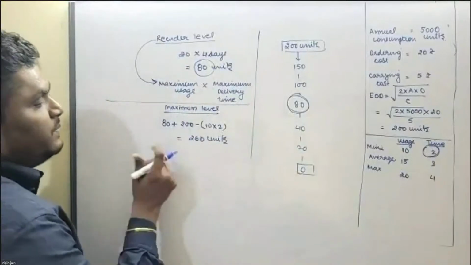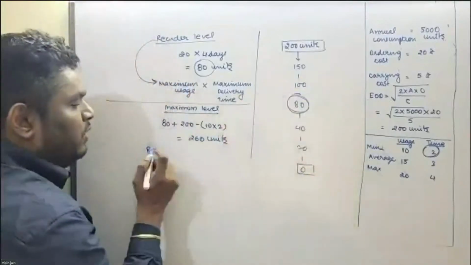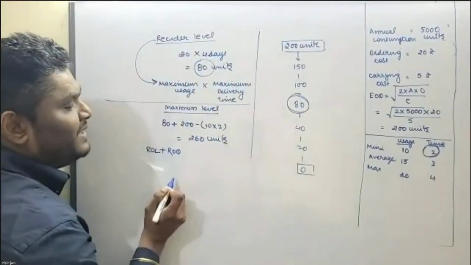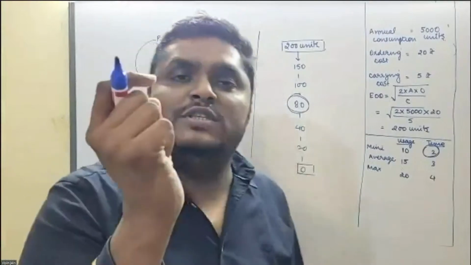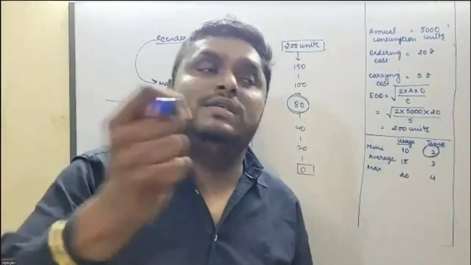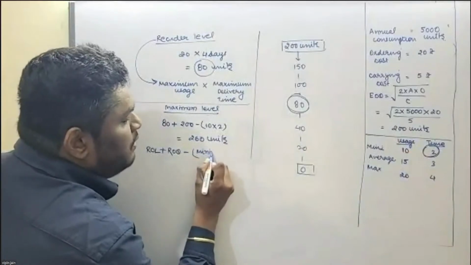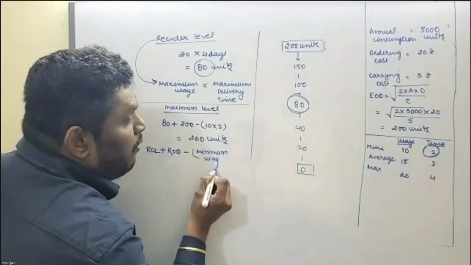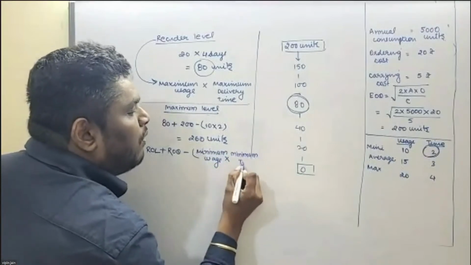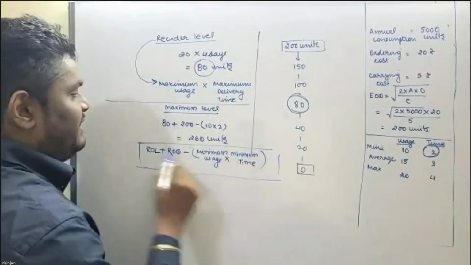That is, what is the maximum level? Very simple. Reorder level, that is, at 80 you will place the order, plus the reorder quantity you will order, minus, thinking from the worst possible scenario that the material also arrived in 2 days, and apart from this, in those 2 days consumption was bare minimum, that is, minus minimum usage into minimum time. So this is the formula of maximum level.